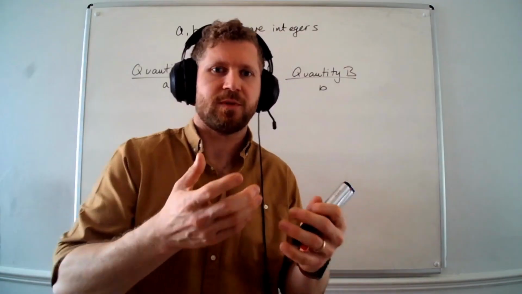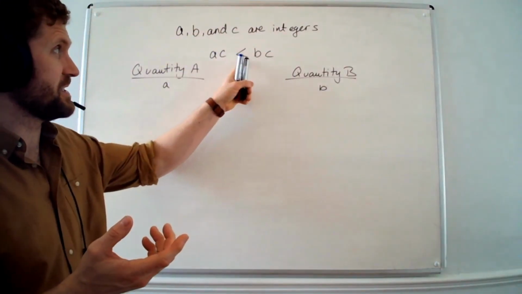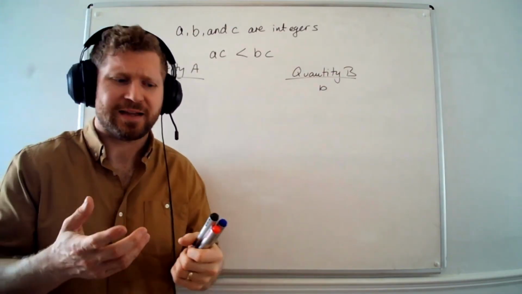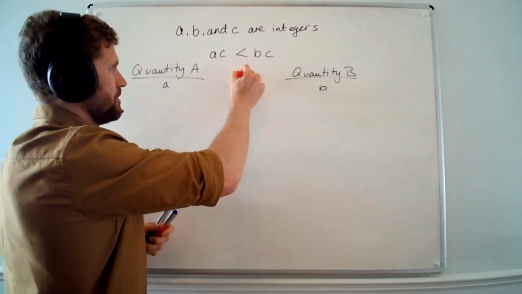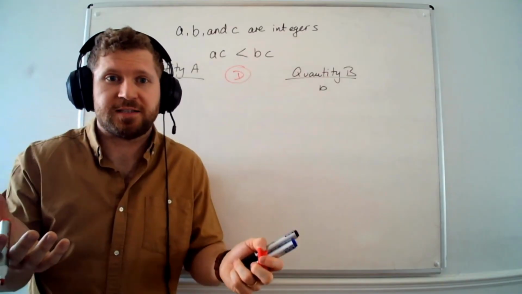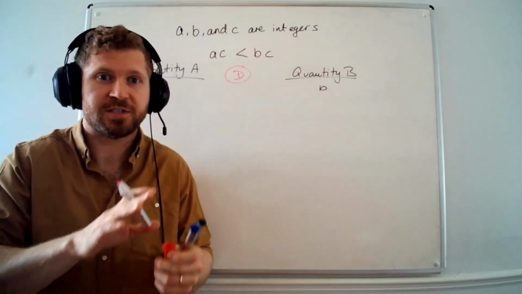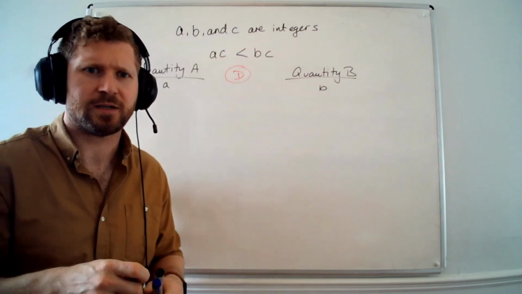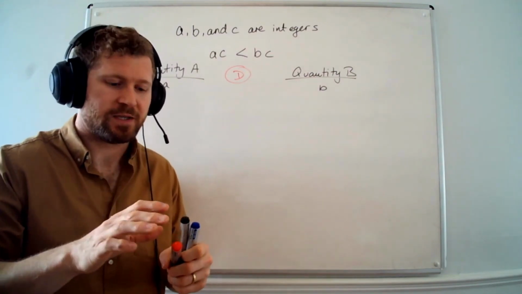So in this question, A, B, and C are integers, and we're told AC is less than BC, and we want to know which is bigger, A or B. Okay, the answer to this question is D. We just can't tell. If you've got D, if you're comfortable with why, great. Feel free to jump ahead to the next question. If you're sitting there going, I didn't get that at all, here's why.